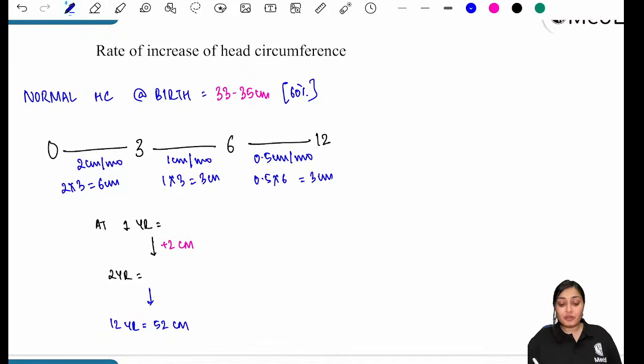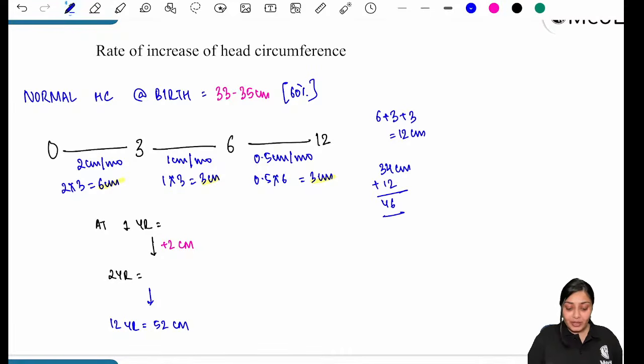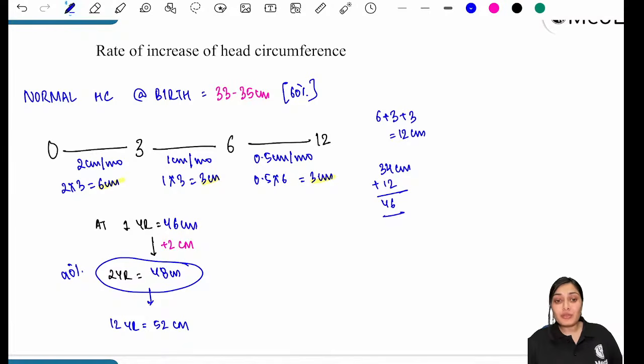So you can see in the first year of life itself, 6 plus 3 plus 3, there is a gain of 12 centimeters, right? So if at birth, say head circumference was 34 centimeter, at 1 year of age, it is going to be 46. In the next year, the increase is 2 centimeter in that whole year. So it becomes 48 centimeter. This is 90% of the adult size. And thereafter, at 12 years of age, adult head size 52 centimeters is reached.